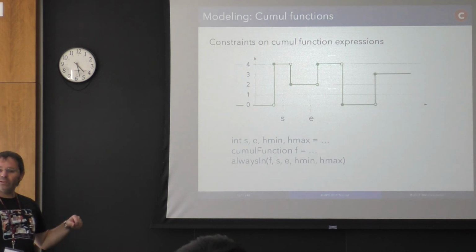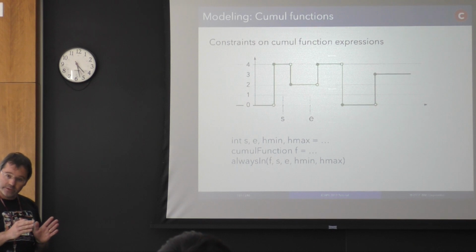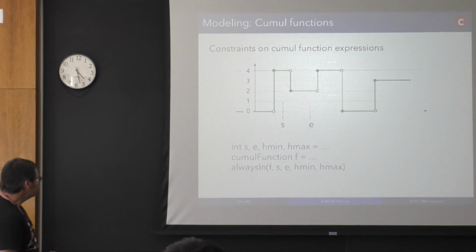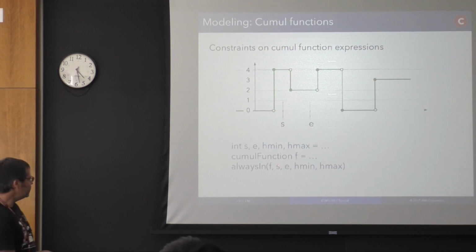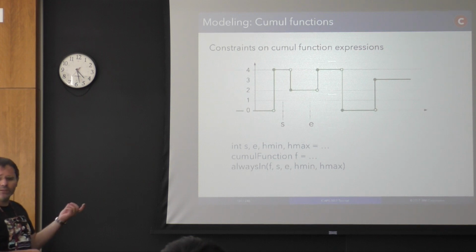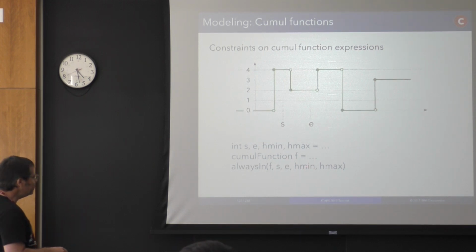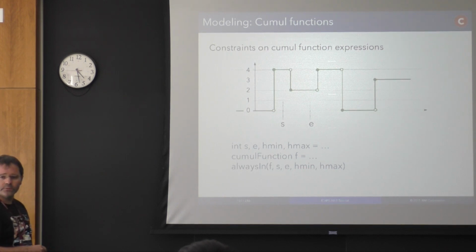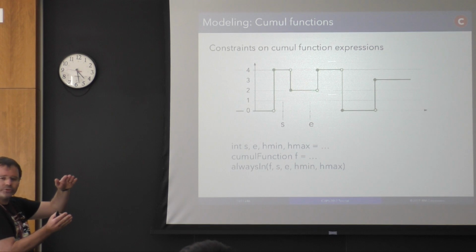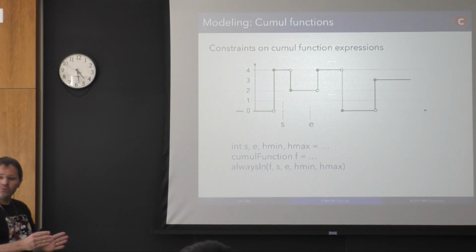You are not obliged to constrain the function over all the horizon. You can restrict the horizon. In this example, there is this constraint always in. It says that the function f between a start time and an end time, here in this case fixed, so it's a time window, should always be between a minimal height and a maximal height. So this constrains the value of the function over a time window.